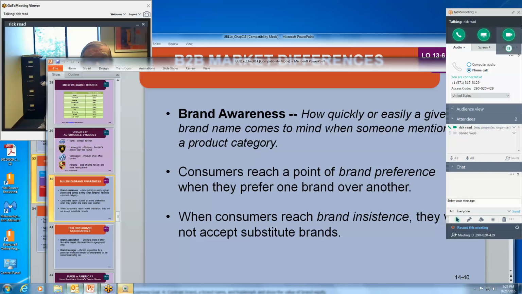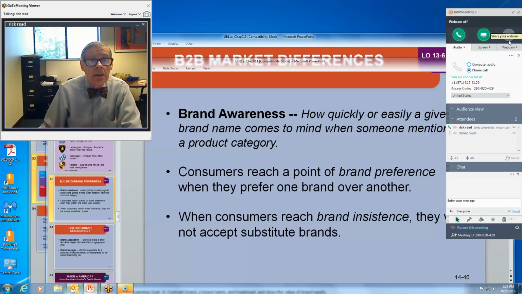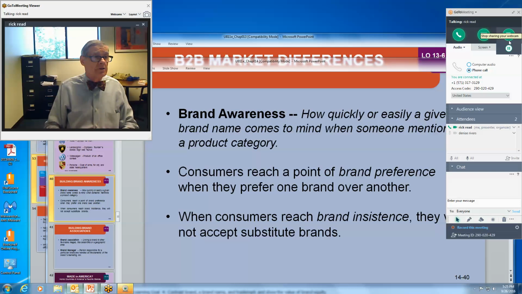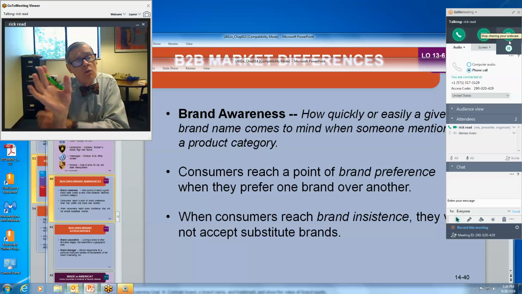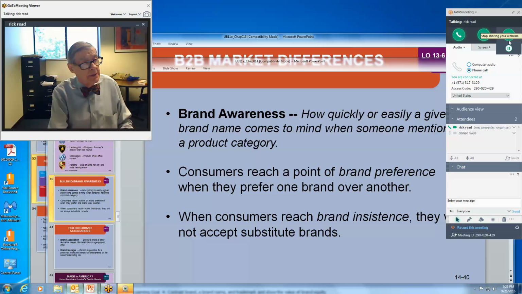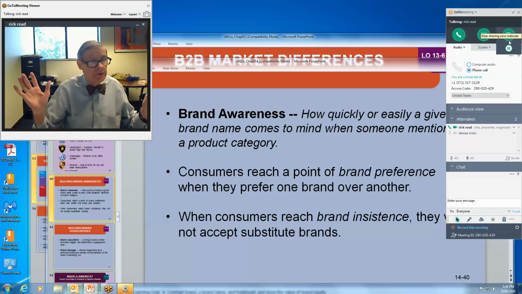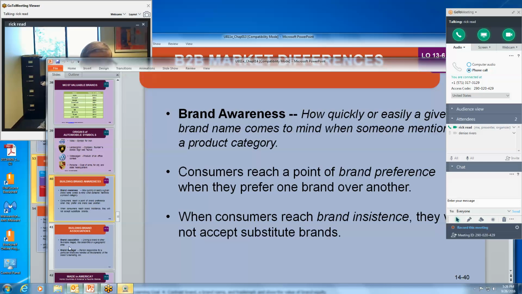Brand awareness is just simply how easily we identify with a particular brand when something comes to mind. Somebody says, what's your favorite cola? Somebody responds Coke, or somebody responds Pepsi. That's brand awareness. How quickly that comes in. And brand preference is simply saying, I prefer this brand to that brand. Now, that doesn't mean that you won't use that other brand, but you prefer this one. And then brand insistence: no substitutes, please. Thank you. Don't go away from me. Don't bother me.